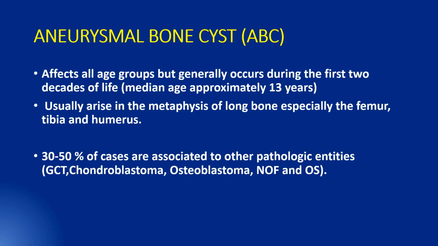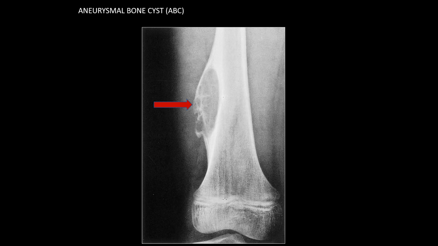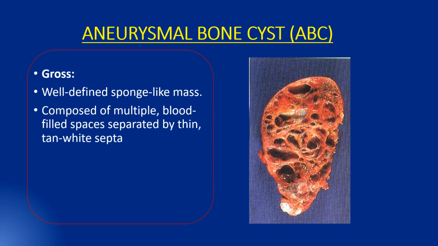and osteosarcoma. This X-ray shows aneurysmal bone cyst presenting as an eccentric expansile lesion with well-defined margins affecting the medullary cavity of the metaphysis of the distal femur, which is highlighted with the red arrow. This gross picture shows a well-defined sponge-like mass composed of multiple blood-filled spaces separated by thin tan-white septa.